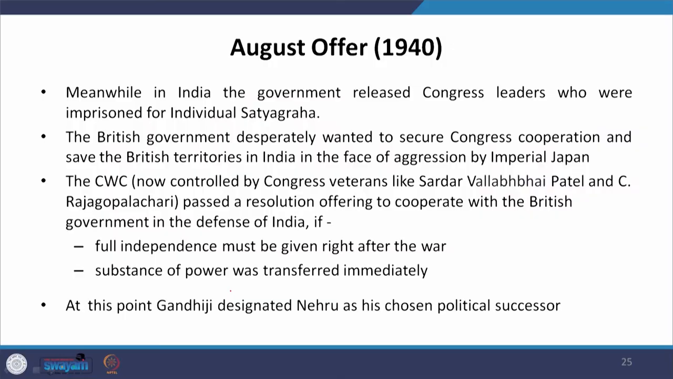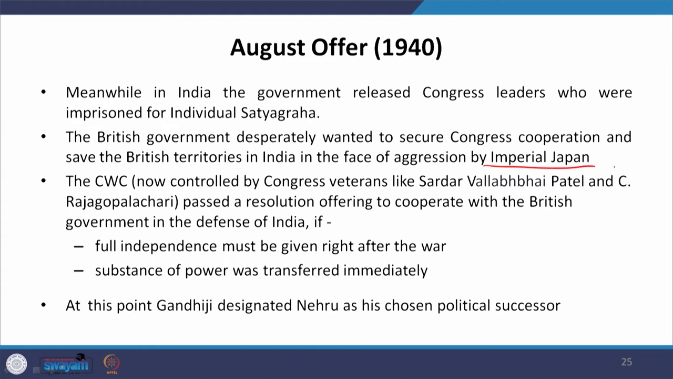Imperial Japan was rapidly expanding in East and Southeast Asia. So, the position of Britain was further vitiated. Meanwhile, in India, the government released Congress leaders who were imprisoned for individual satyagraha. So, the British Raj was willing to concede. The British government desperately wanted to secure Congress cooperation and save the British territories in India in the face of aggression from Imperial Japan, right.